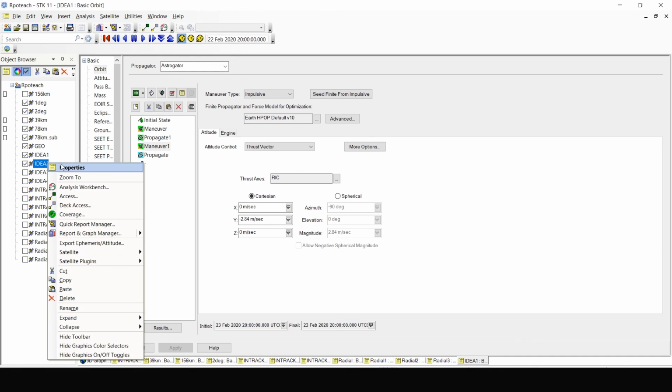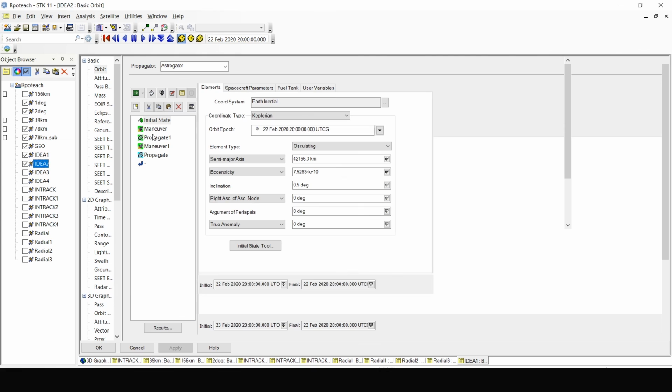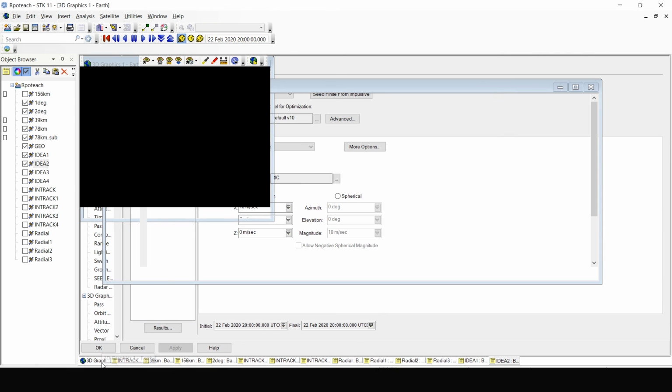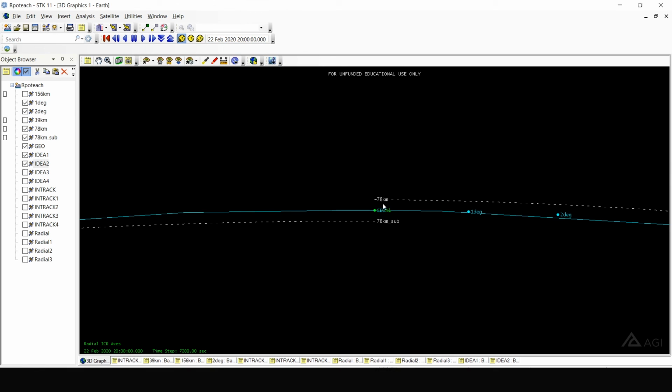The next one, idea 2, starts in that same location, and it just does a 10 meters per second radial burn. And nothing else, just 10 meters per second. All right, so idea 2 is just 10 meters per second. Idea 1 is a combination of 10 meters per second and 2.84 meters per second simultaneously in a single burn. And then when it gets 24 hours later, it does a negative 2.84.